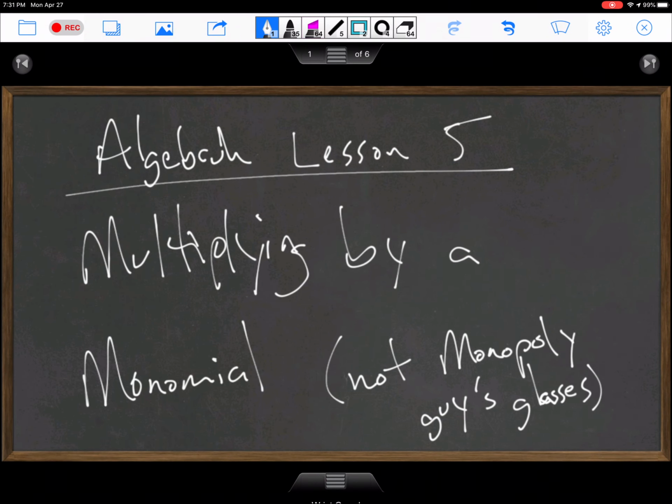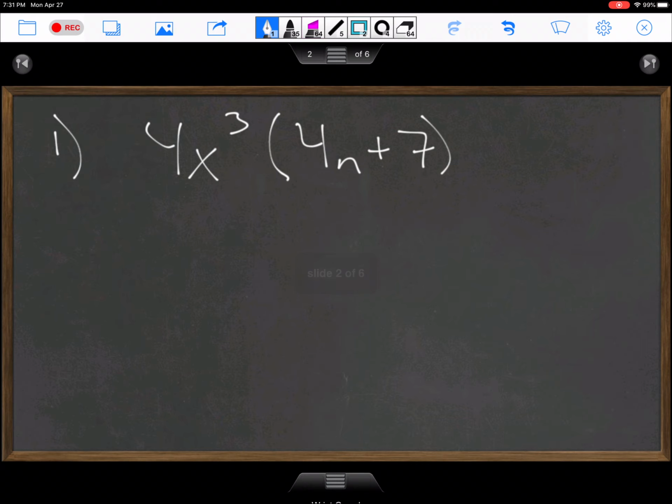So we're going to be looking at multiplying by a monomial. Not to be confused by the Monopoly guy's glasses. That is called a monocle. So don't confuse it with a monocle, all right? So let's get into this.